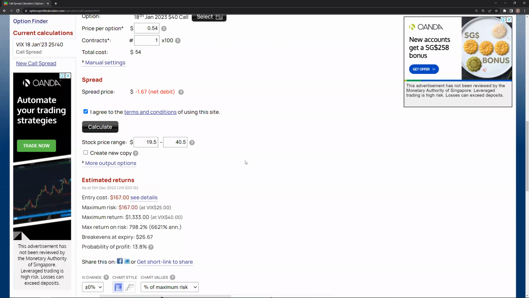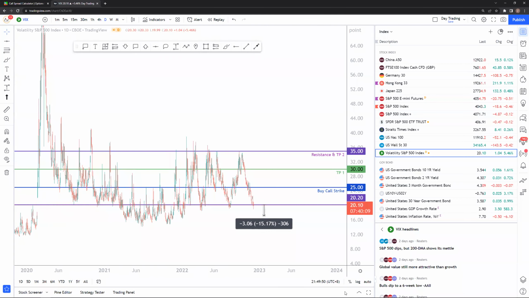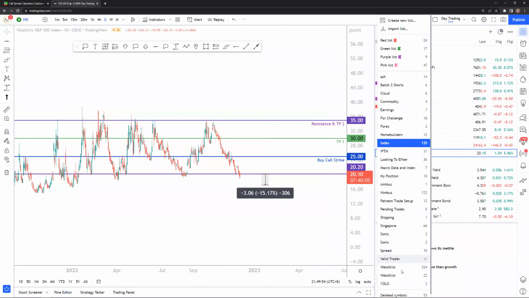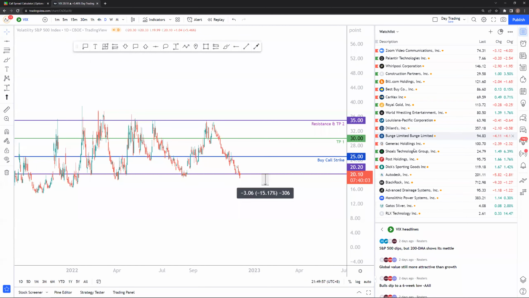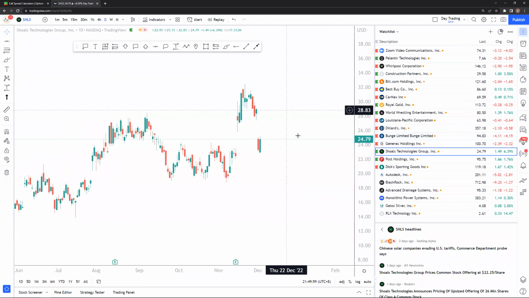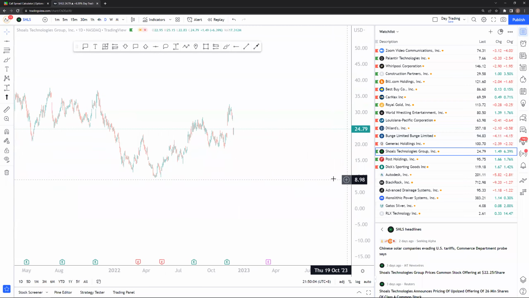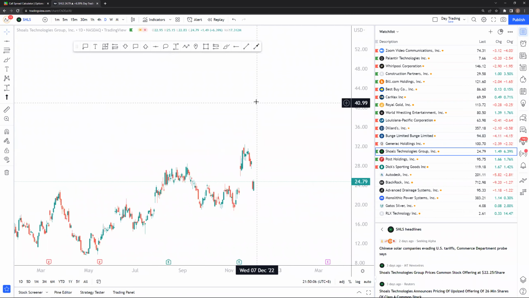So now we are using VIX as our live trade for today, but actually you can apply this to almost every single stock trade that we are doing. So for example, let me show you. Okay, now almost 10. So let's say I want to trade Shoals Technology, for example.